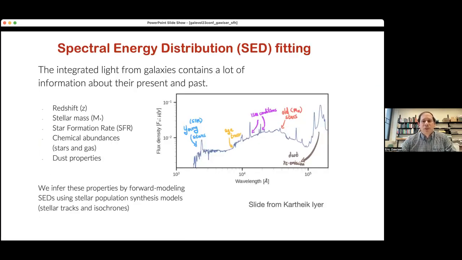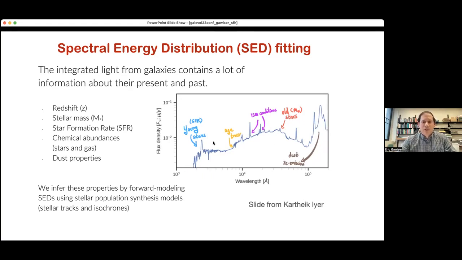Let's review spectral energy distribution fitting for a moment. We use the integrated light from galaxies because it contains a lot of information about both their present and their past. We can use it to find photometric redshifts. Even if we know the redshift, we use SED fitting to find the stellar masses, star formation rates, metallicities, dust properties. And we infer these properties by forward modeling the observed spectral energy distributions, which of course are not usually sampled at such high resolution, but spectrophotometry can be used, via stellar population synthesis models.